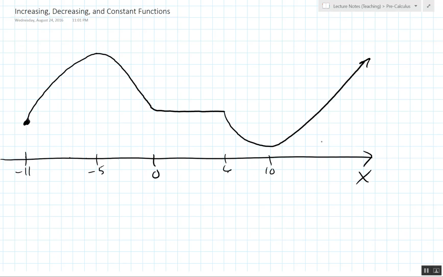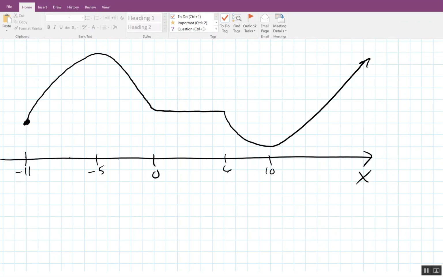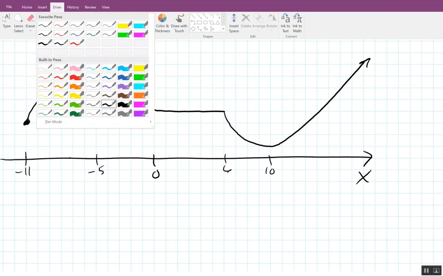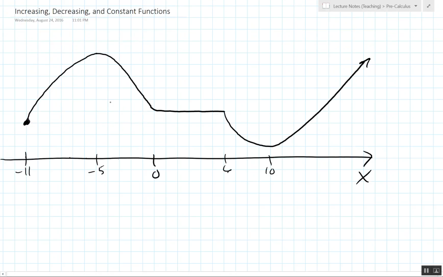So let's think of the intuitive part first. Say we have a person standing at this point right here, and imagine that this function is the ground. So the person can't go under the graph. You're walking on the graph as we're going.